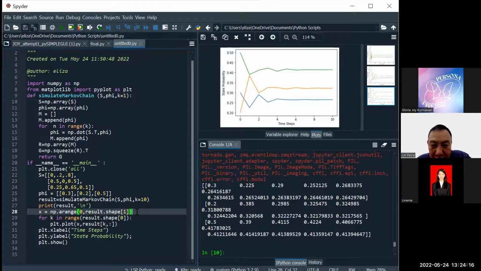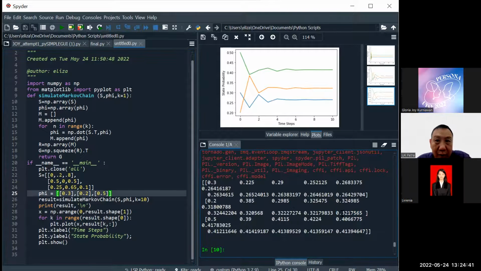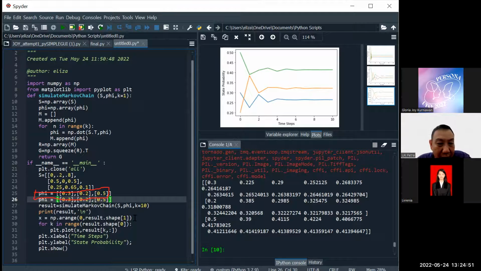So get the last value. Can you get the last value? It is 0.3217 and then 0.4 and 0.41, and that is the one that you put as the new pi. So you can copy that line 25 and put it in line 26. You copy that into the next line, correct? And then instead of 0.2, now you put this value.